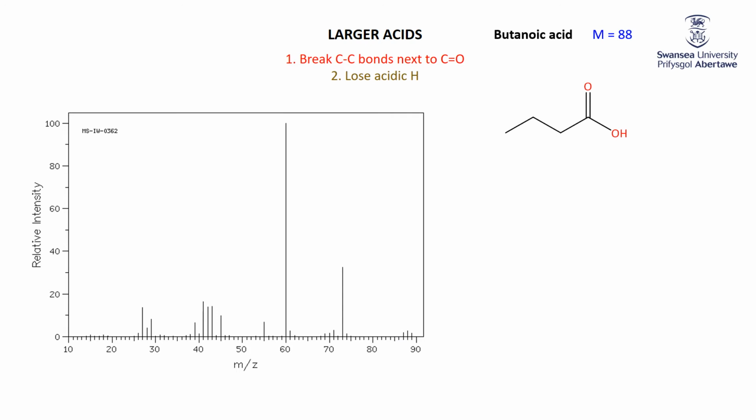We know we're going to expect the acylium ions caused by breaking these two bonds here. When we break the bond to the OH, we're going to get a peak at 17 less than the molar mass, so that's 71 down there, and you can just see the 71. If we break here, we're effectively going to lose the 43 propyl down there, and so we will end up with a peak at 45 right there.